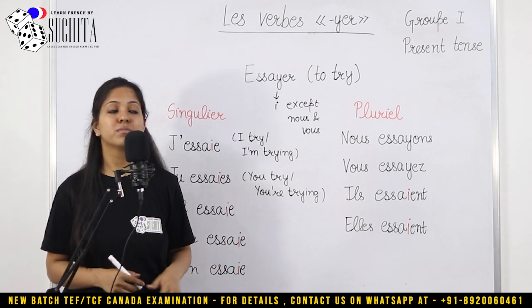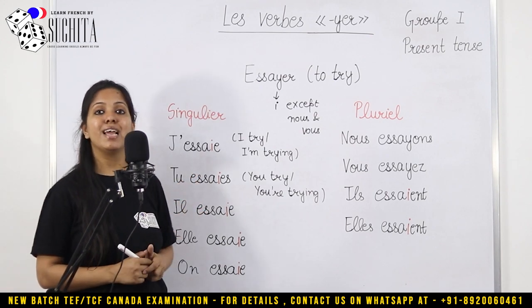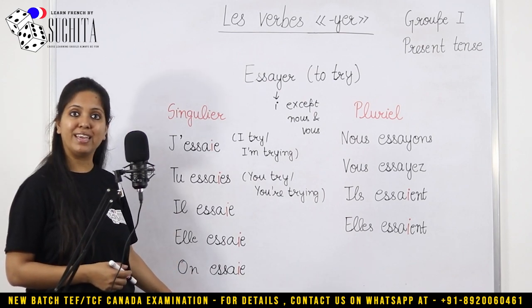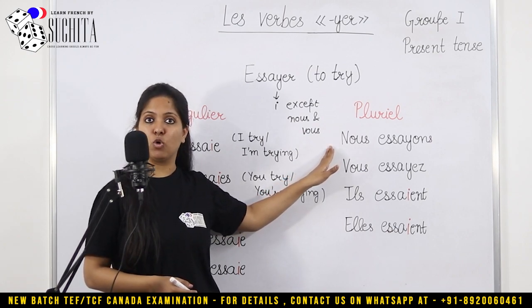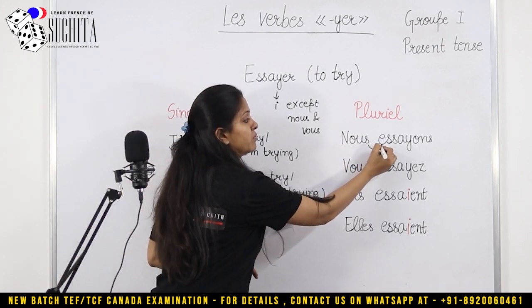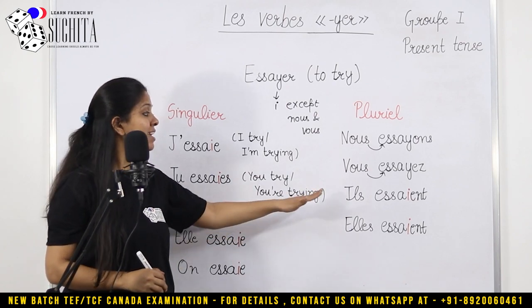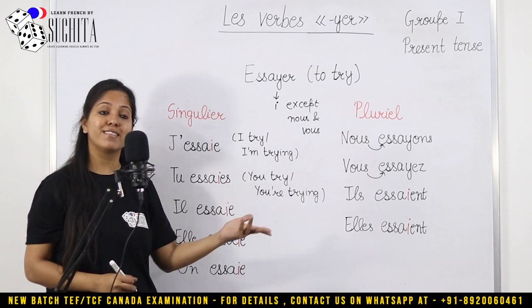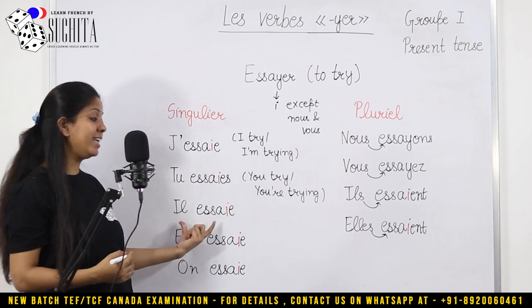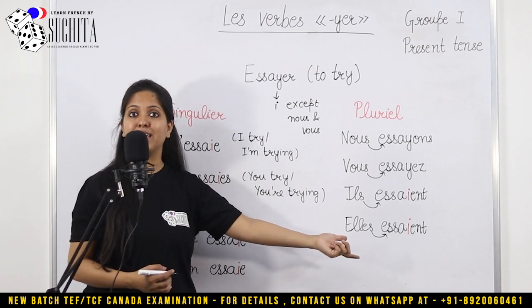Now comes the pronunciation. J'essaye, tu essayes, il essaye, elle essaye, on essaye, nous essayons, vous essayez. Here liaison is taking place. Nous essayons, vous essayez, ils essayent et elles essayent. Again, liaison. Ils essayent. This is il essaye. This is ils essayent. Elle essaye, elles essayent. Okay.